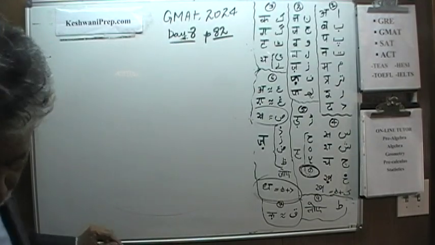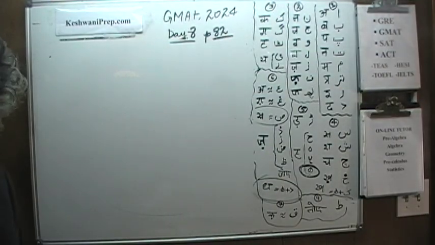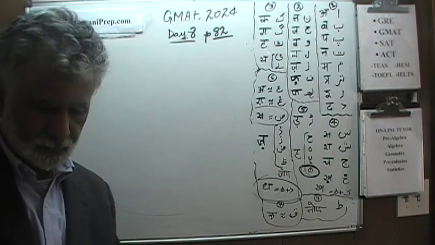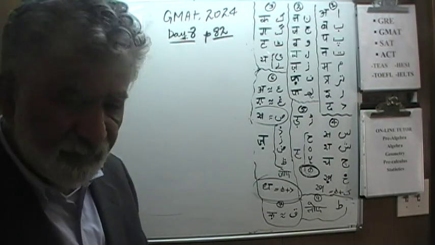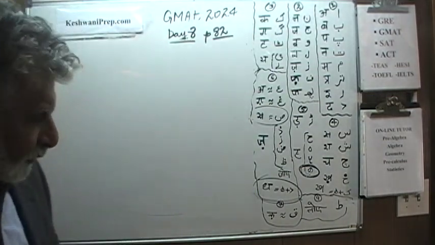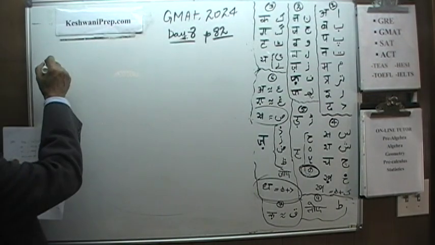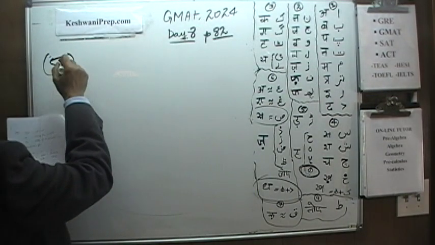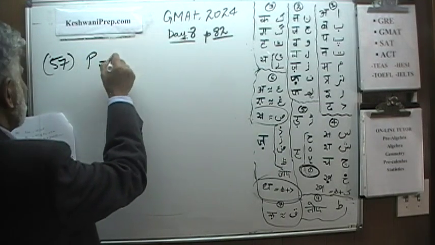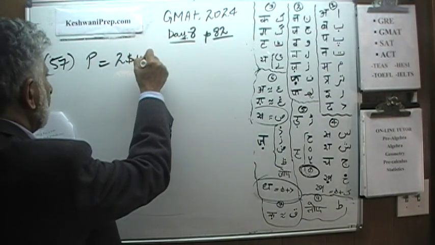Only the second statement was true. That was number 55. Number 56. You know what? I'm going to leave 56 until the very end. Let's do 57 first. For 57, we are told that the price is $2 per unit.